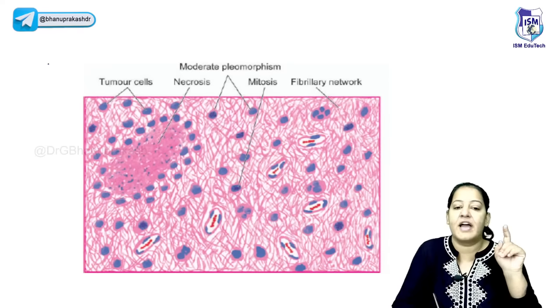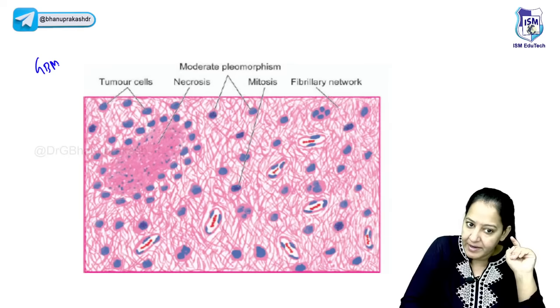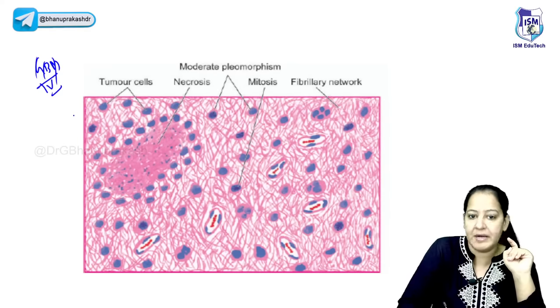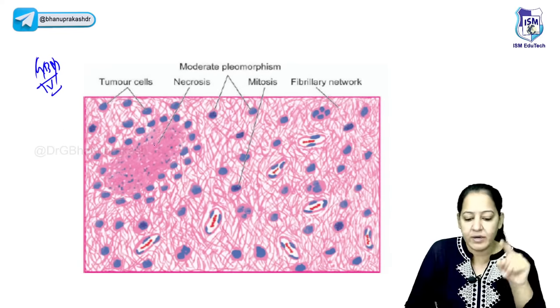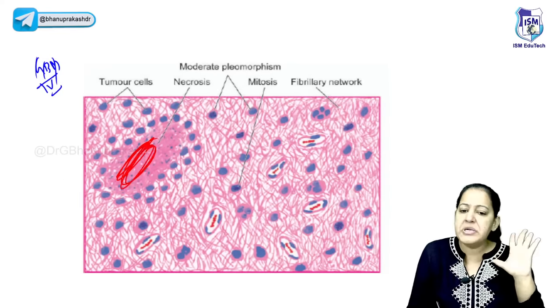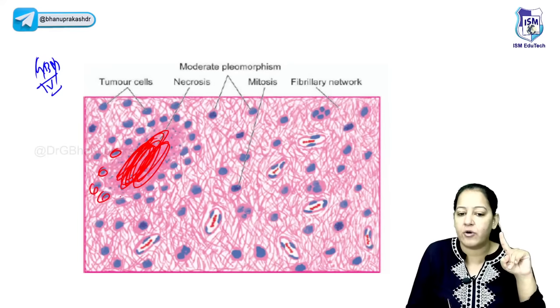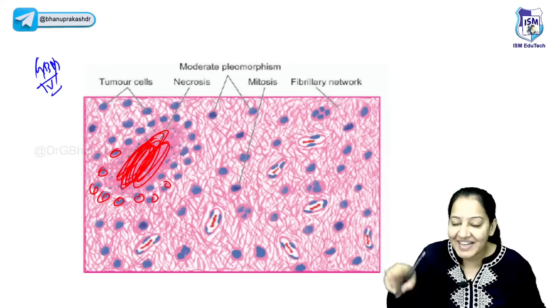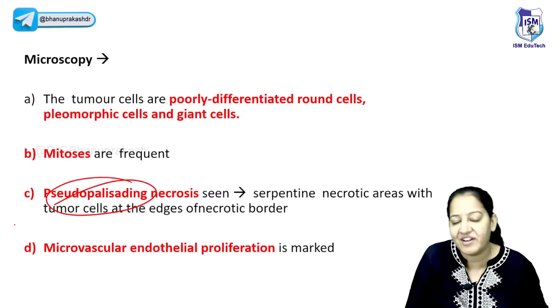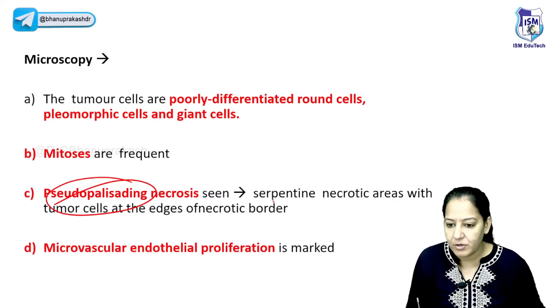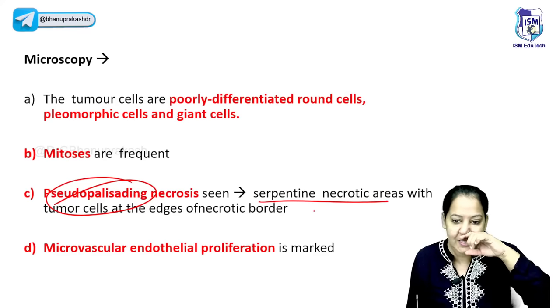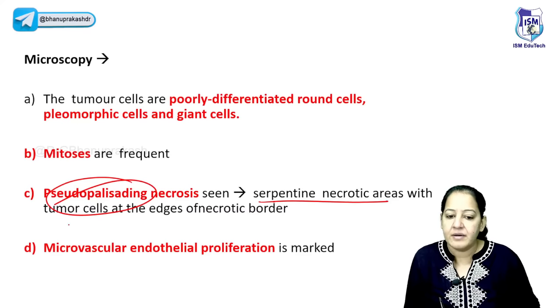Here this is a diagram of GBM, grade 4 astrocytoma, that is glioblastoma multiforme. What can I see here? Abundant necrosis, and the tumor cells are arranged around the necrosis. This is known as pseudopalisading, pseudopalisading necrosis. Here, you can see the serpentine necrotic areas, the border of which contains the tumor cells.